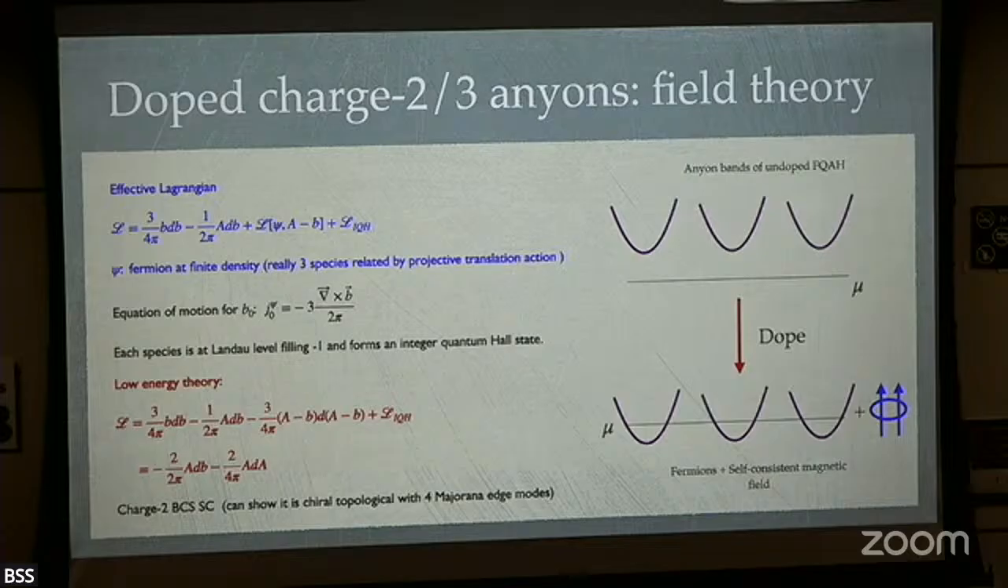My general convention is that anything in small letters is dynamical, anything in capital letters is a background. So you have a Meissner effect just because integrating B out forces dA to be 0. But there's still this chiral term. Once A is 0, this doesn't matter. And the 2 here tells you that it's a charge 2 superconductor.